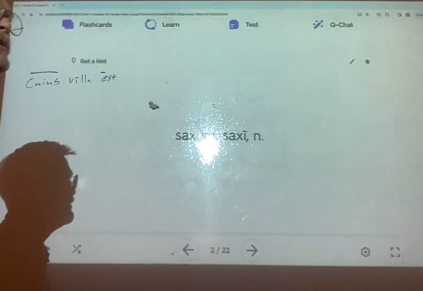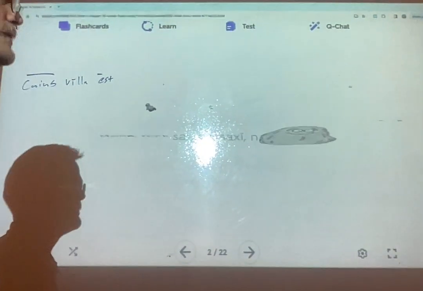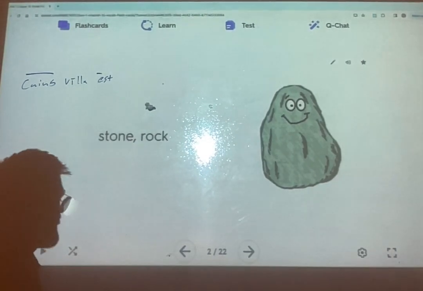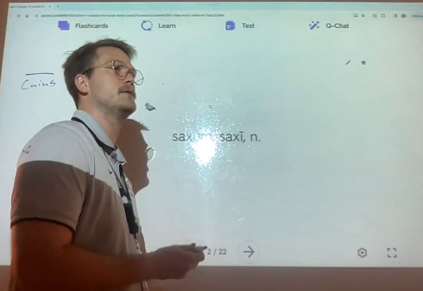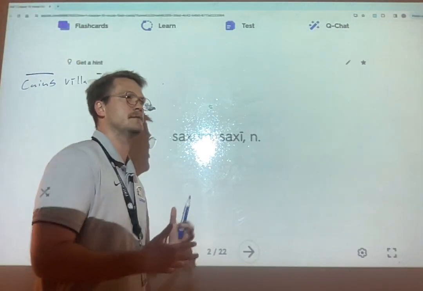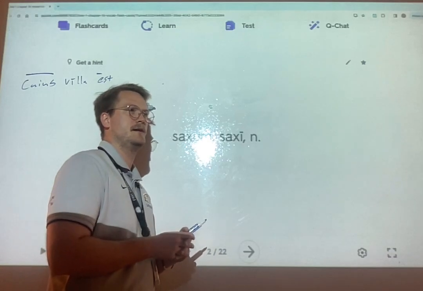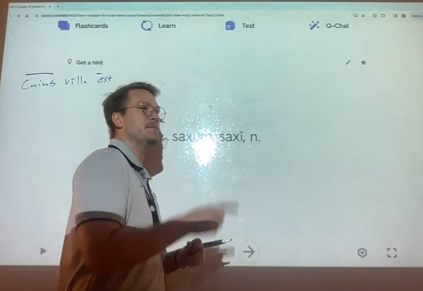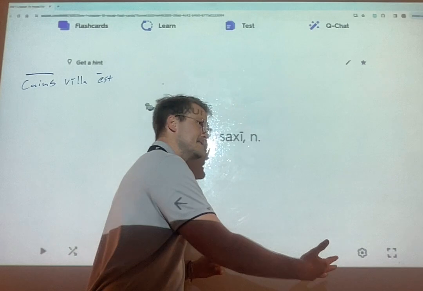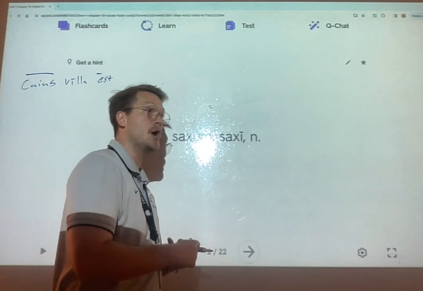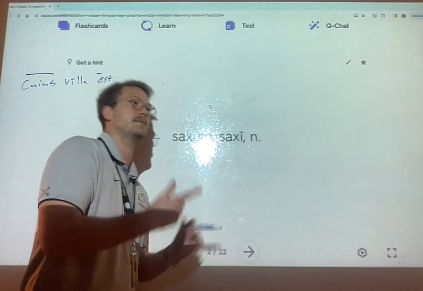Saxum, saxi, neuter. Any guess? Oh, you know them already. So it means rock or stone. One of the ways that you can remember it is, have you all ever heard of the Saxon people, the Anglo-Saxons? Who are those people in history? They're the ones who started English. They didn't start English, but they were in England before England ever existed. They were called the Saxons because they lived in stone huts. That's why they were called the Saxons. So that's a way to remember it.